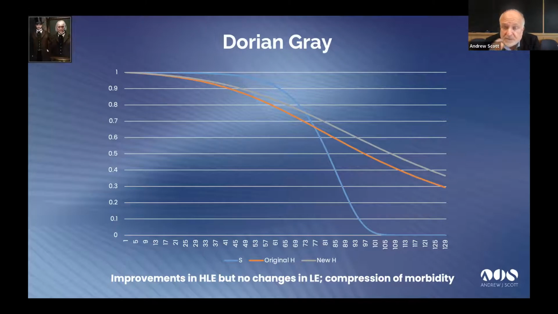And of course, because this is a model, we can play around with it and we can look at everything, and we can look at a full compression of morbidity. What would happen if we just make that orange line literally horizontal going all the way across? So we have a full compression of morbidity.